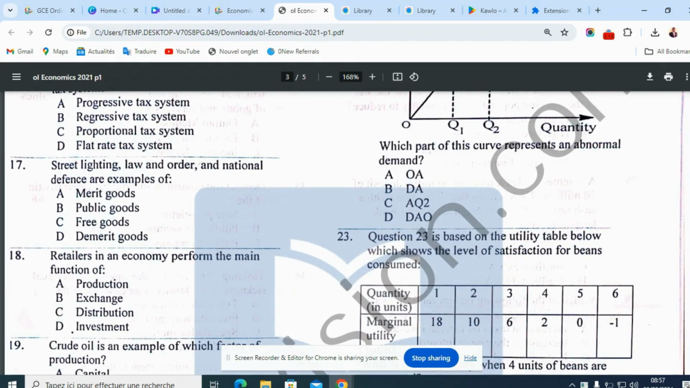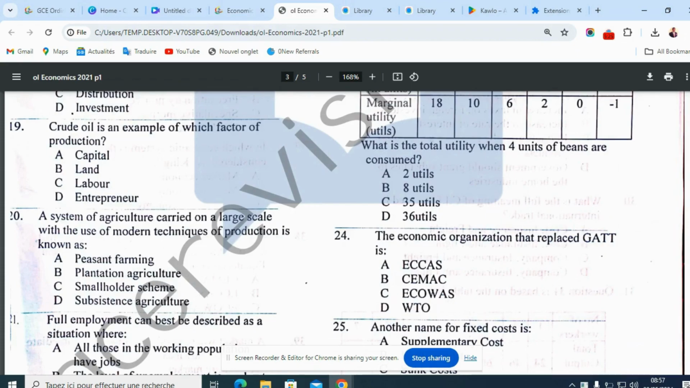Now, question 23 is based on the utility table below, which shows the level of satisfaction for beans consumed. What is the total utility when 4 units of beans are consumed? For you to know this, you have to first know what total utility is. It is the satisfaction derived from consuming a commodity, okay? The correct answer is D, which is 36 utils.